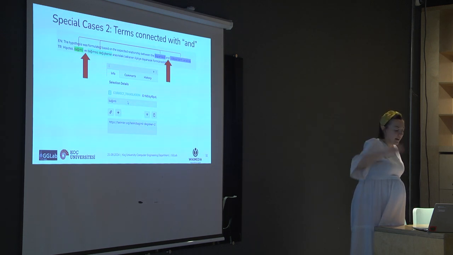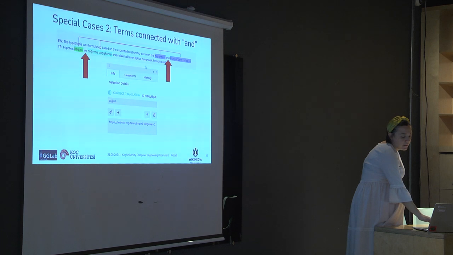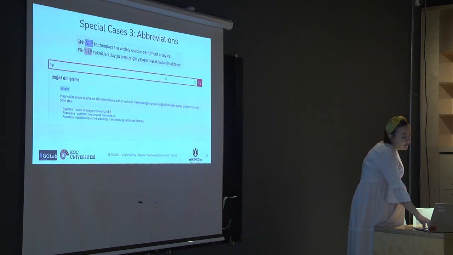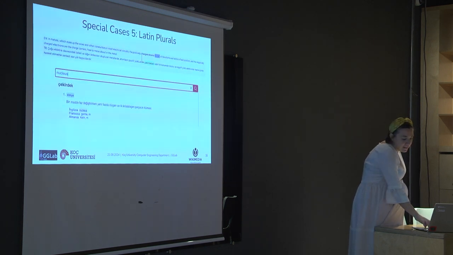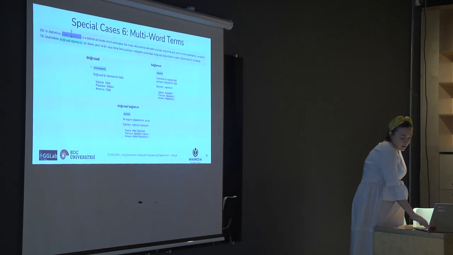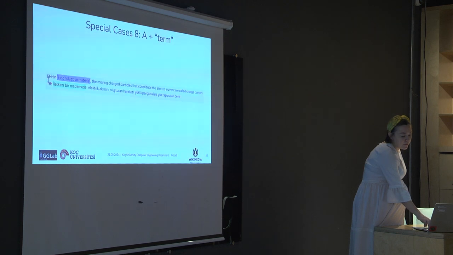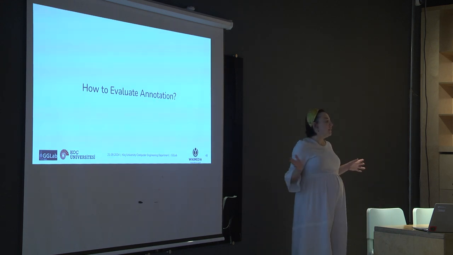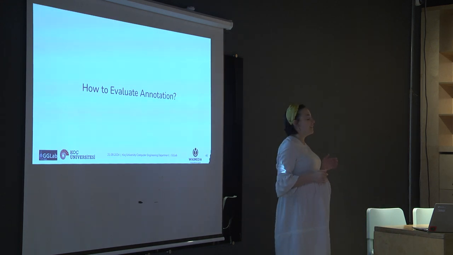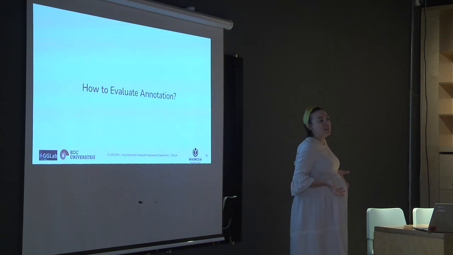Sometimes the span is disconnected, you have connectors like ands, so you need to handle them. We have abbreviations. Sometimes the number of terms does not match in the translation. They just make up some new terms in the Turkish one for some reason, I don't know. Sometimes we have Latin plurals, like nuclei and nucleus, and not everyone knows Latin. Multi-word terms, terms containing suffixes, prefixes, repeated ones, and so on. So it's a very detailed guideline, and you need to prepare a very detailed guideline, otherwise you will end up with a noisy annotation.